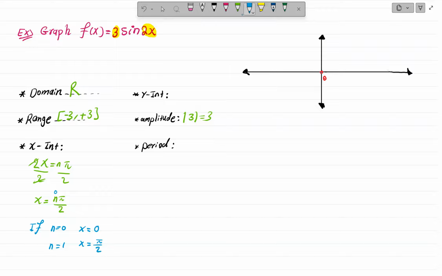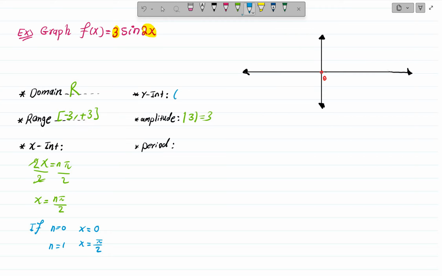So in this case, pi over 2 becomes an x-intercept, but in the parent graph, pi over 2 was not an x-intercept. Okay, let's pick these two numbers.